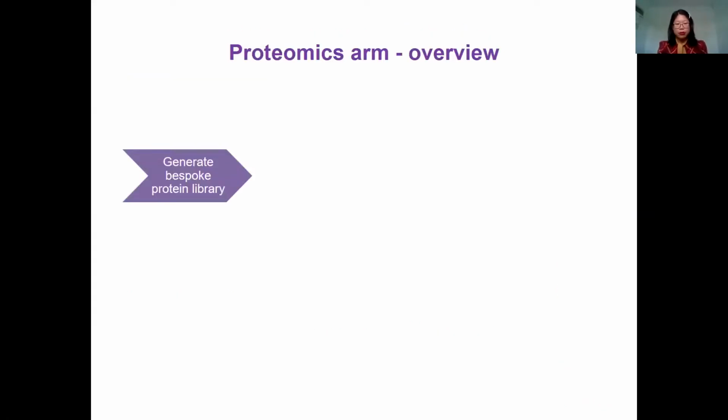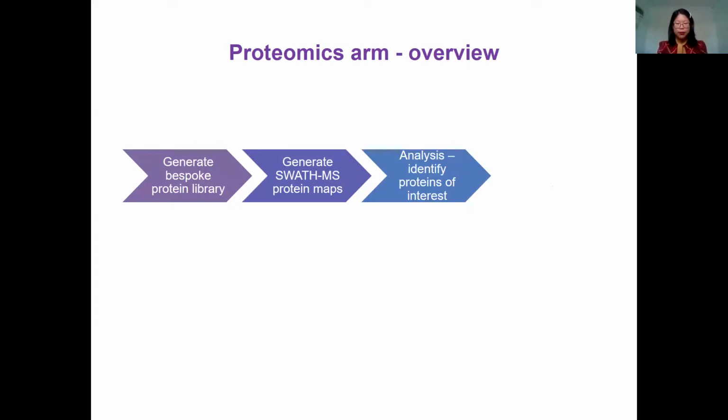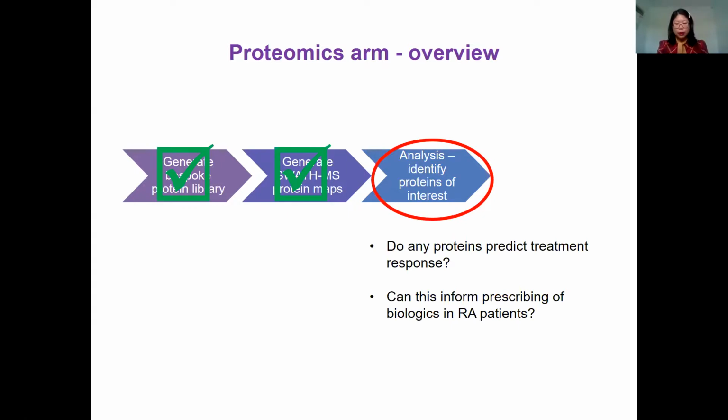So step 1 was generating the bespoke protein library. Step 2 is generating protein maps using SWATH mass spec. And step 3 is analysis to identify proteins of interest. These 2 steps are completed, and I'm at this point now. I'm looking to see whether any proteins are predictive of treatment response. It's likely to be more a group of proteins as opposed to a single one. And eventually, what I really want is to see whether this can inform more appropriate prescribing of biologics in patients with RA.